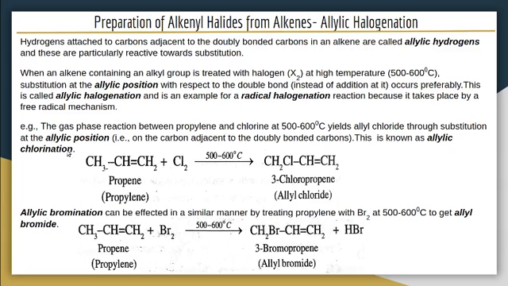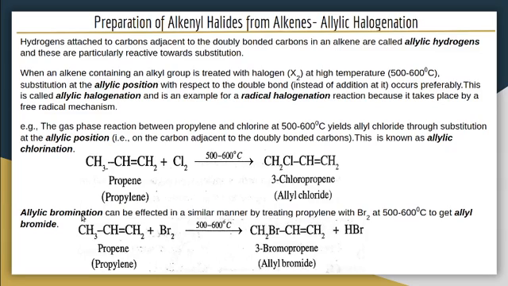The gas phase reaction between propylene and chlorine at 500 to 600 degrees Celsius yields allyl chloride through substitution at the allylic position, on the carbon adjacent to the doubly bonded carbon. That is known as allylic chlorination. So simply we can treat chlorine with propylene, both gases, at high temperature, and we will get allyl chloride by replacement of the hydrogen with a halogen atom, here a chlorine atom.